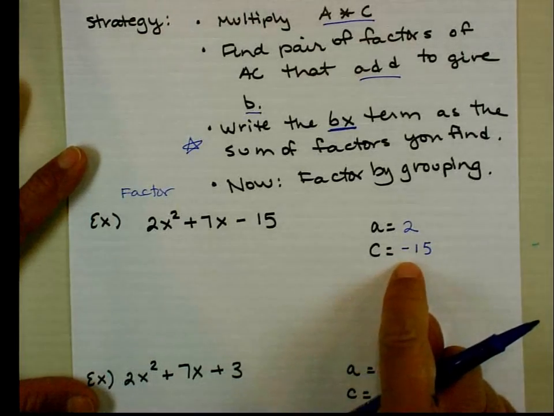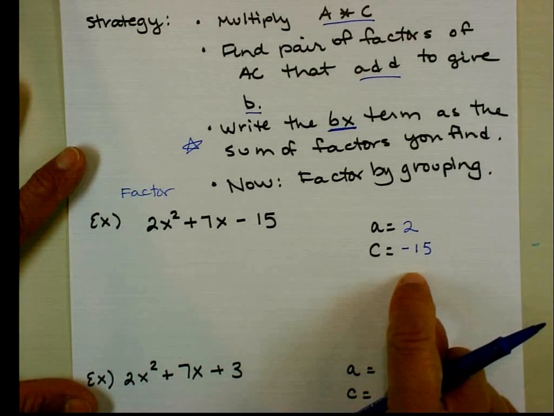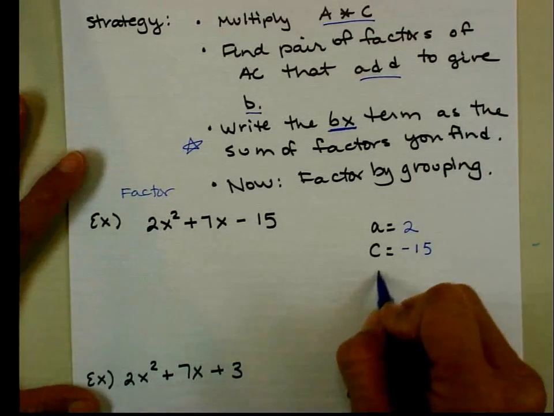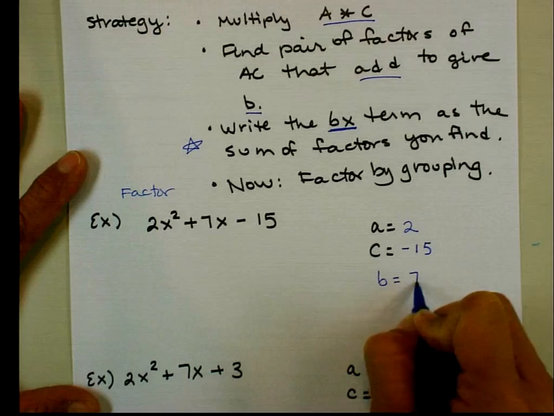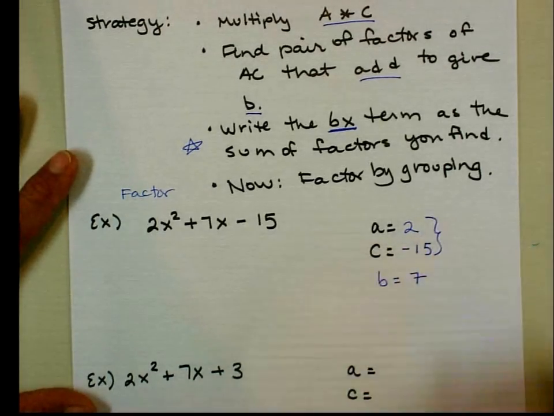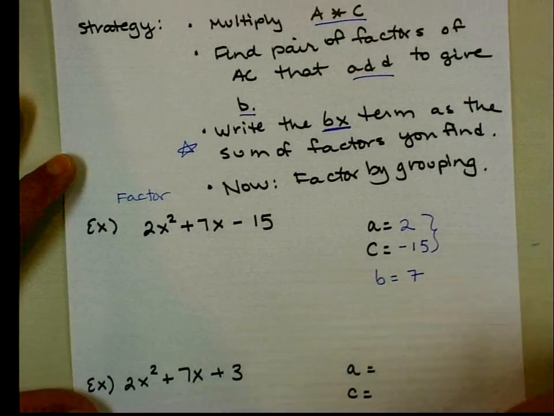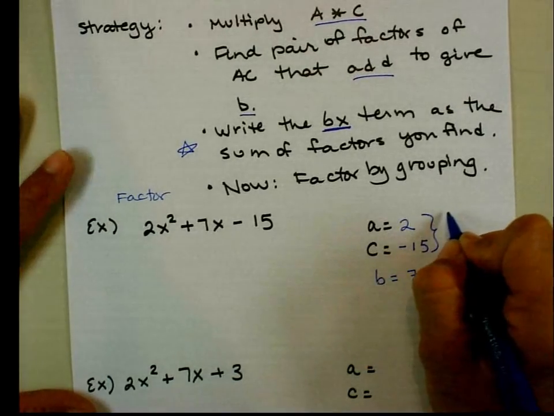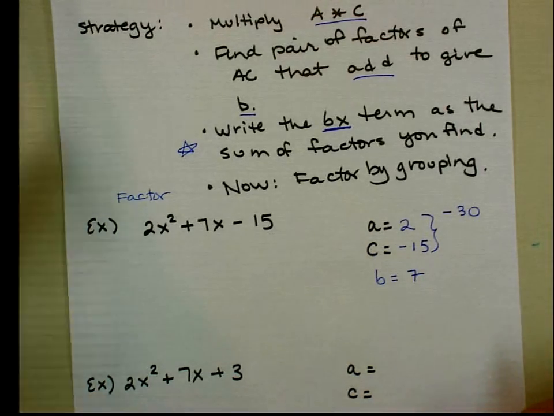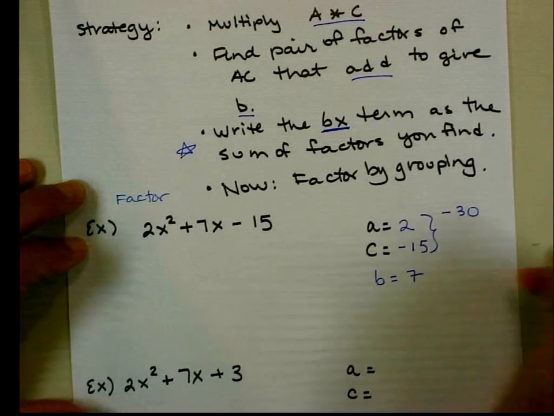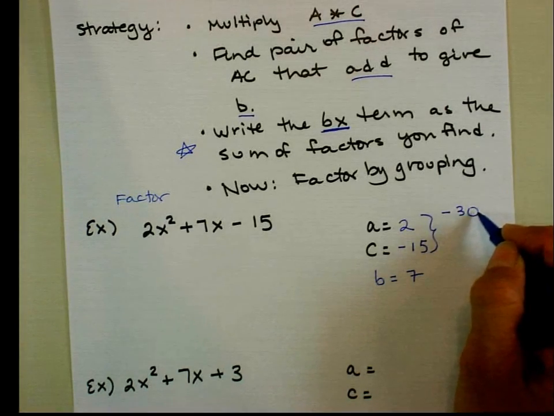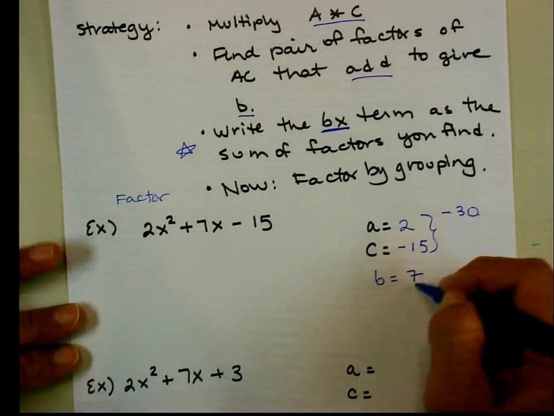The fact that C is negative means I'm going to be looking for a pair that subtract. And I need them to subtract to give the value of b, right? And b is positive 7. So a times c, 2 times negative 15, right, is 30. 30 or negative 30. Okay. So I have this 30 value, and I need numbers that multiply to 30 but subtract to give 7.